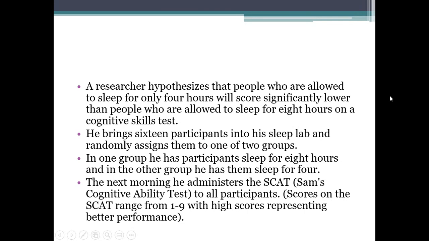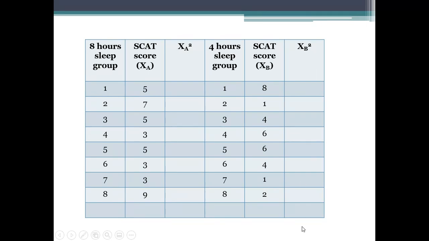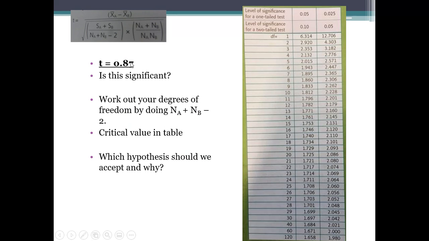This is an example if you want to work through it. So that's an experiment. Those are the results. This is how the test is worked out. So it's the total of the score squared. That gives you a t-value of 0.87. To work out whether that is significant, you work out your degrees of freedom, you look in the table for the critical value, and then you decide whether you're going to accept your hypothesis.